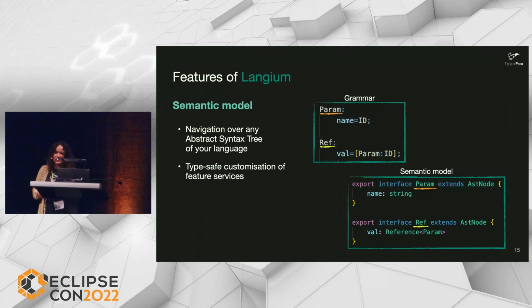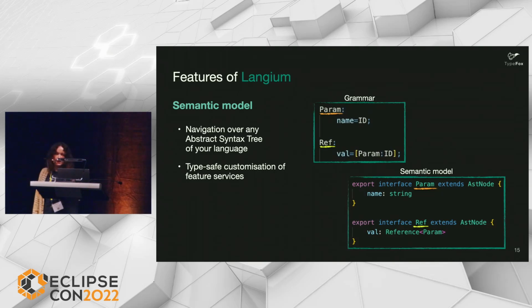It's very nice when you want to navigate your abstract syntax tree, and it's necessary when you want to customize your feature services. You want to traverse your abstract syntax tree somehow, and using these types, you can do it type-safe.